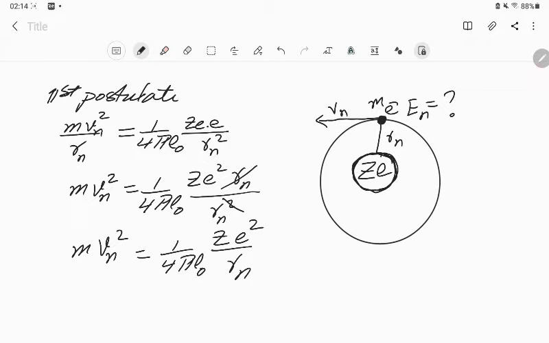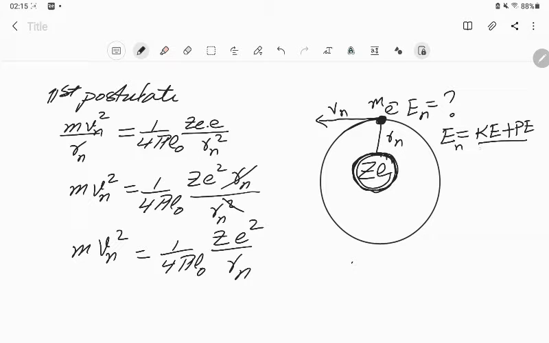Okay, here see, the total energy of this electron will be kinetic energy, since this electron is moving. When it moves, it will have kinetic energy. Plus, since there are two charges, due to these charges they will also have electrostatic potential energy.